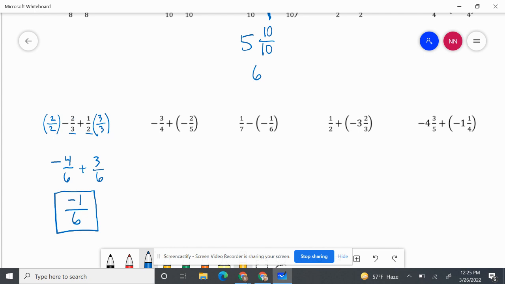Let's look at this next one right here to the right of it. We have 4 and 5. We kind of talked about this already, a common denominator of 20.